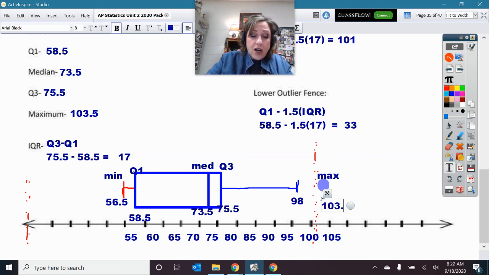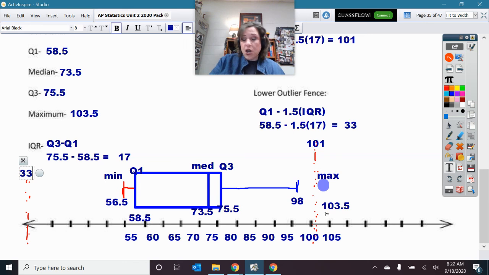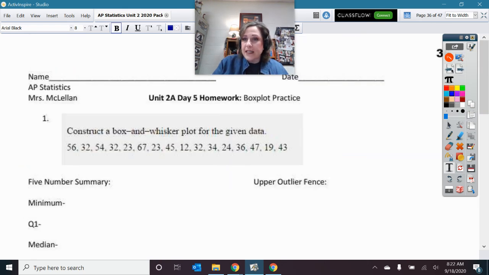Now, you can also label where the fence is. So I know that my fence was at 101, okay, and that this fence here was at 33. So there's really no doubt where all of these items are, where exactly everything fell, it's labeled, and we can do all of those. That is how you complete a box plot. All right, so I hope that that is good for you.